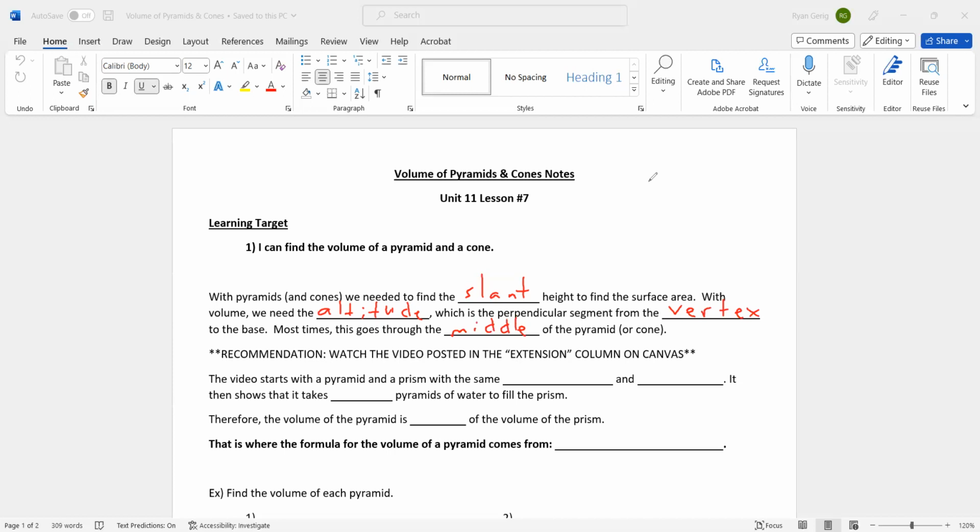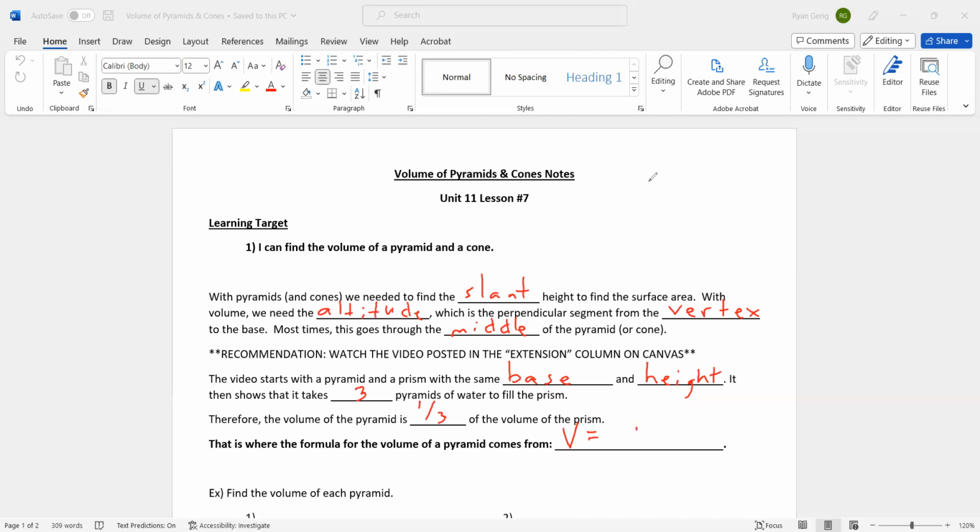The video starts with a pyramid and a prism with the same base and same height. So the area of the base is exactly the same. The height is exactly the same. It then shows that it takes 3 pyramids of water to fill the prism. So what you can conclude from that is that the volume of the pyramid is 1/3 the volume of the prism. So 1 pyramid filled up with water would only fill the prism 1/3 of the way. So that's where the formula for the volume of a pyramid comes from.